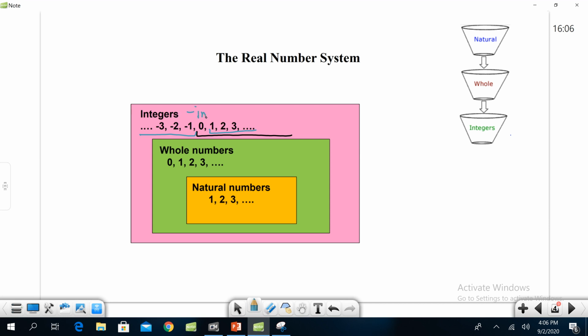So it includes negative whole numbers. Okay, not decimals.